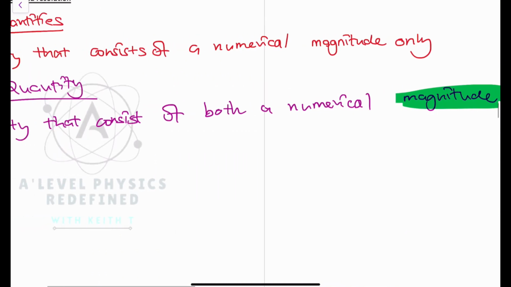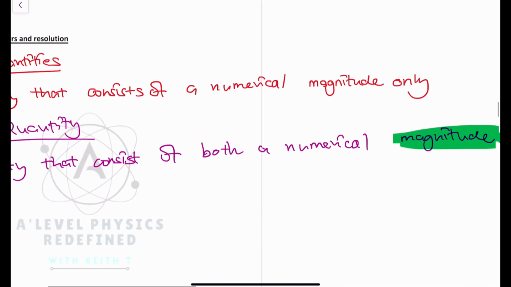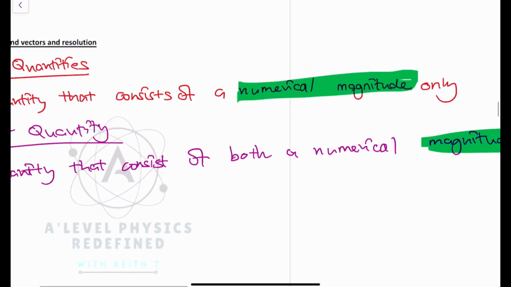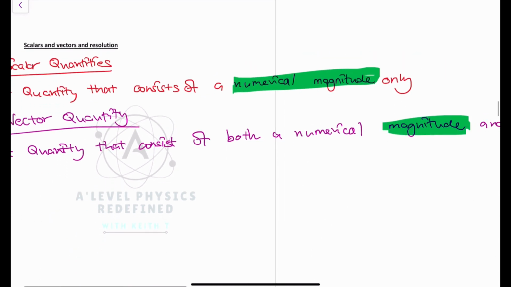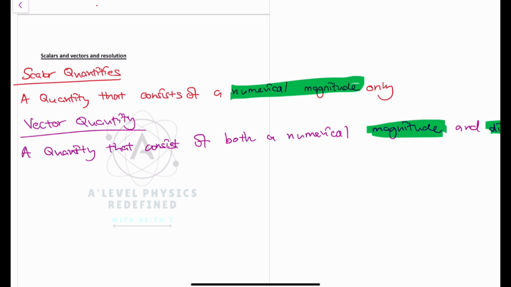But the emphasis for scalar quantities is only on this numerical magnitude aspect, right? We don't care about the direction. We just care about the magnitude. So that's the difference between scalar quantities and vector quantities. In scalar quantities, we're only interested in the numerical magnitude. We don't care about the direction. But in vector quantities, we're really interested in the direction in which something is acting.